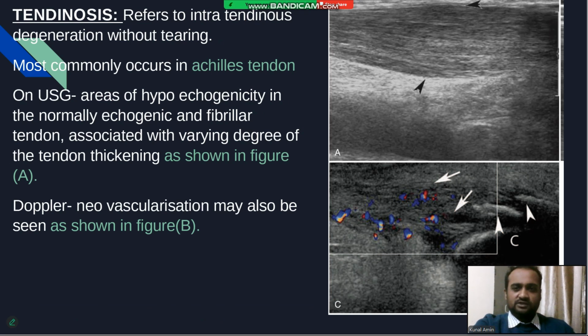We move on to tendinosis, which refers to the intratendinous degeneration without tearing. This most commonly occurs in the Achilles tendon. On ultrasound, we see areas of hypoechogenicity in the normally echogenic and fibrillar tendon, associated with varying degree of the tendon thickening as shown in figure A. On Doppler, there is neovascularization seen.